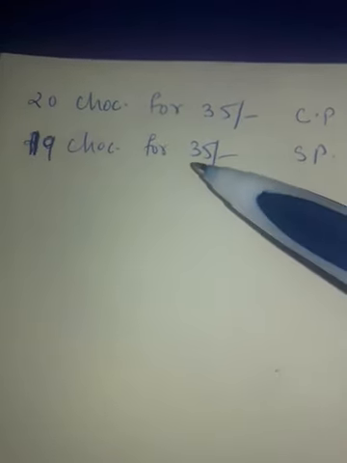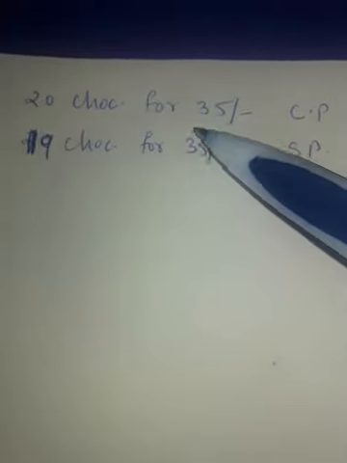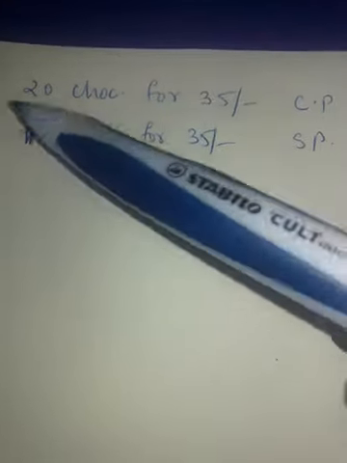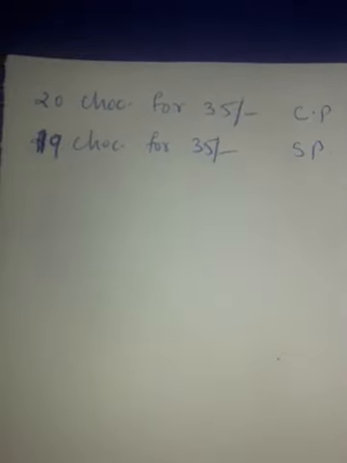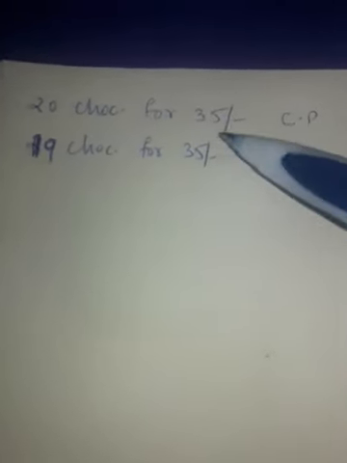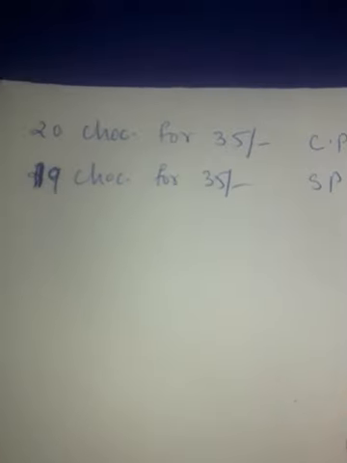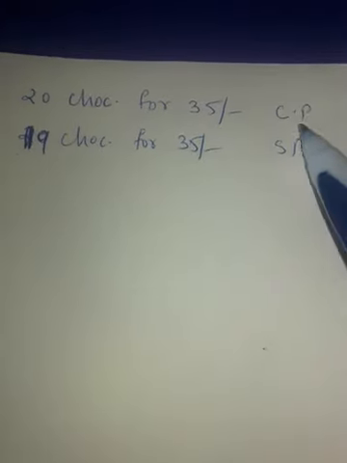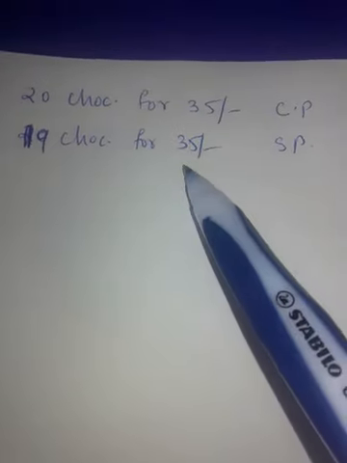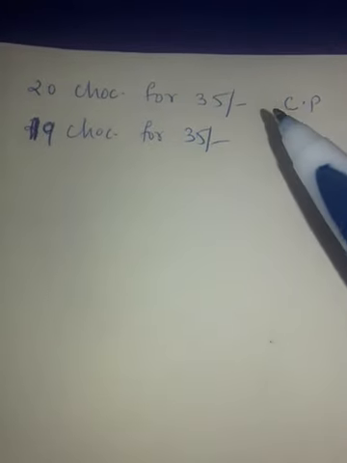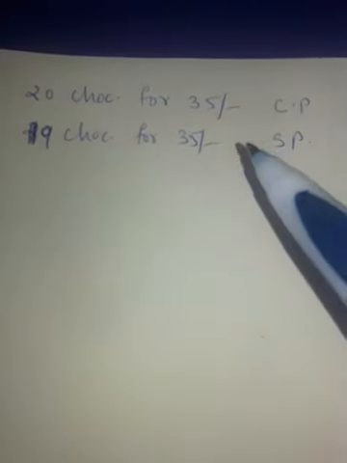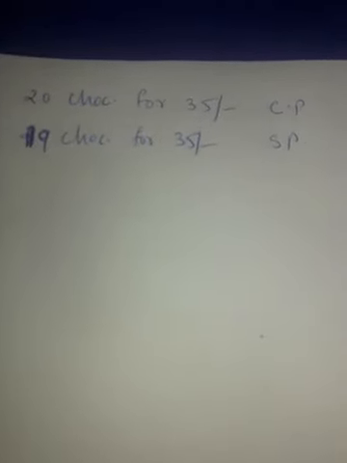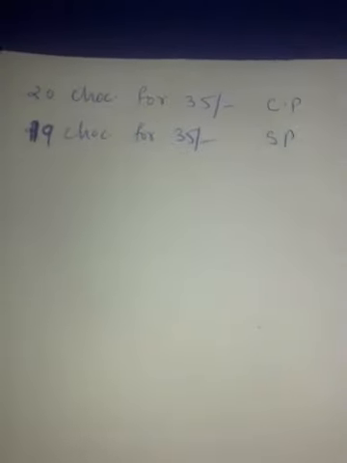We can also solve it with one more method. Let's see that. Some students find this one easy because in the unitary method we need to deal with a lot of fractions. Here we don't need many fractions. So let us see this method also. What is given to us? 20 chocolates are bought for 35, 19 are sold for 35. Both of these pieces of information are given to us. And as I said, the quantities of chocolates should be equal to compare cost prices or selling prices.